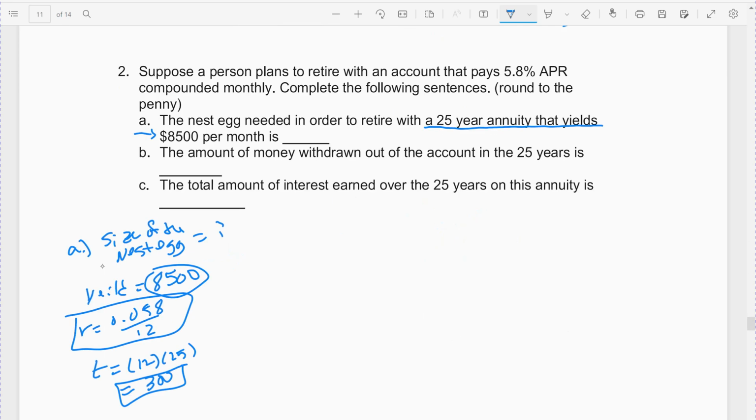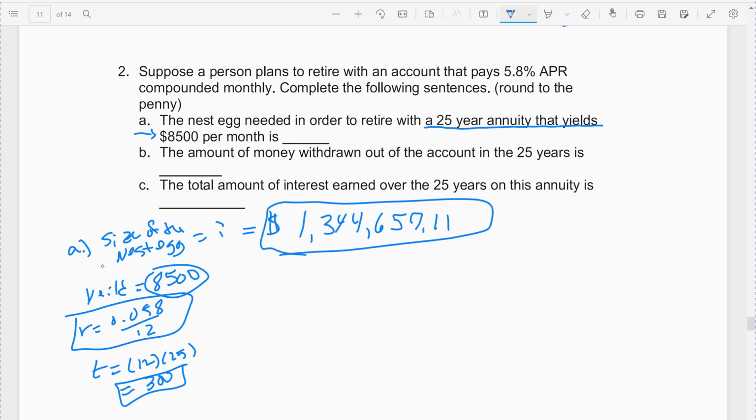So the nest egg needed in order to pull out 8,500. It needs to be a pretty large nest egg. You're pulling out a lot of money every month. And so the nest egg needs to be $1,344,657.11. That's how large of money you need to have when you retire.